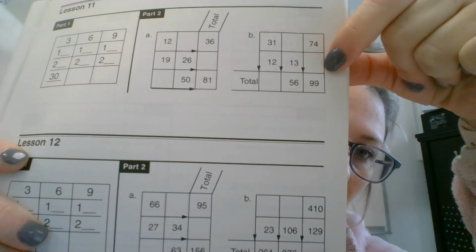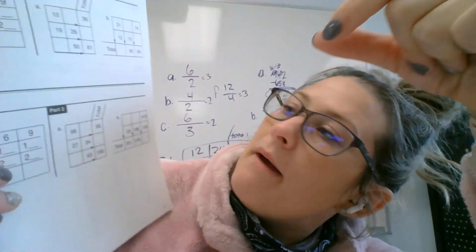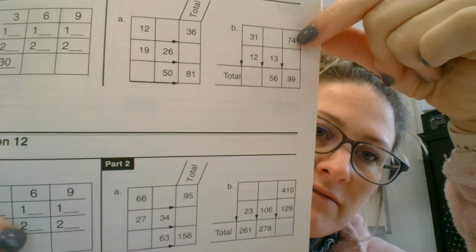Same thing with this one. We are missing a small number. Going to have to work backwards. 99 minus 74 equals box.